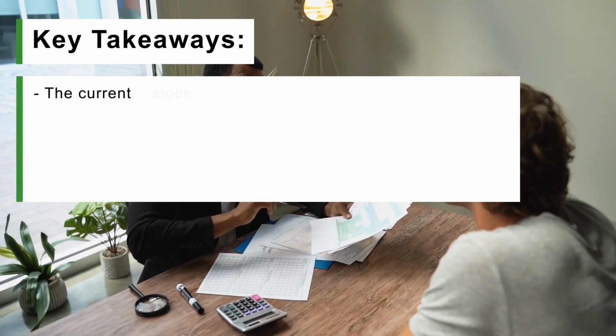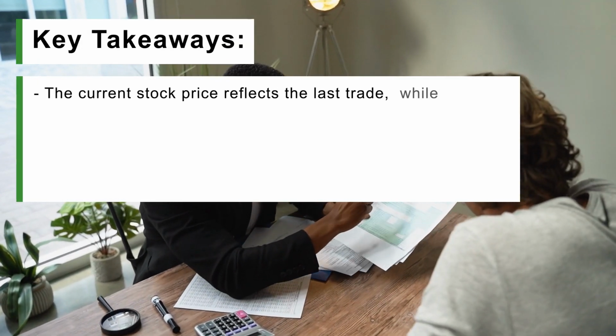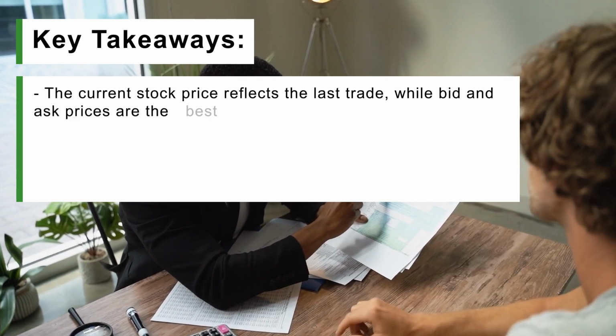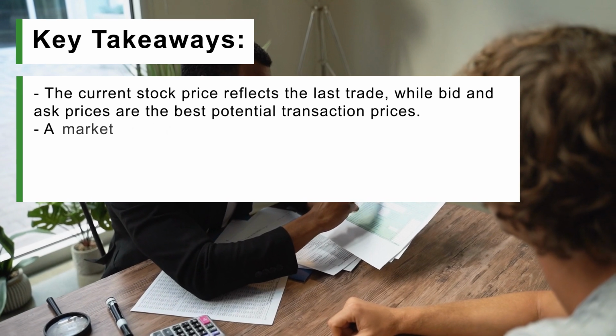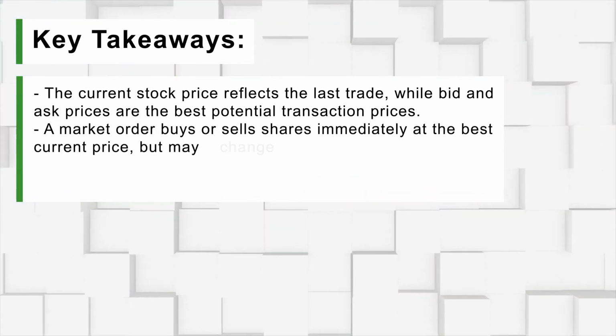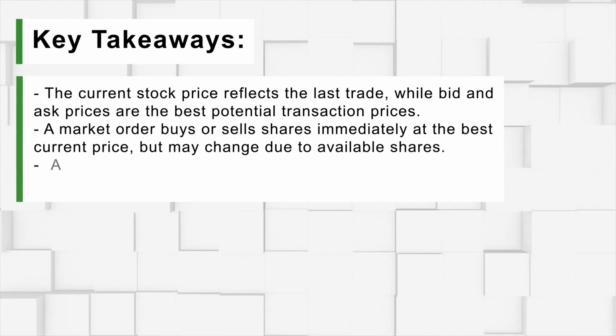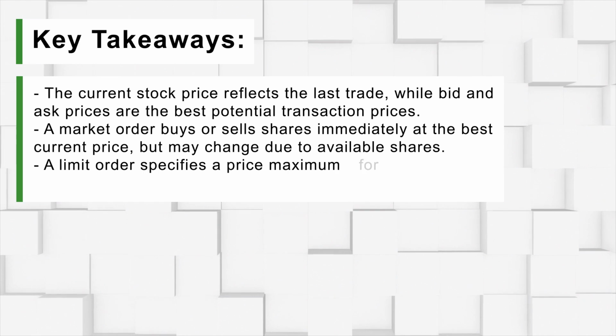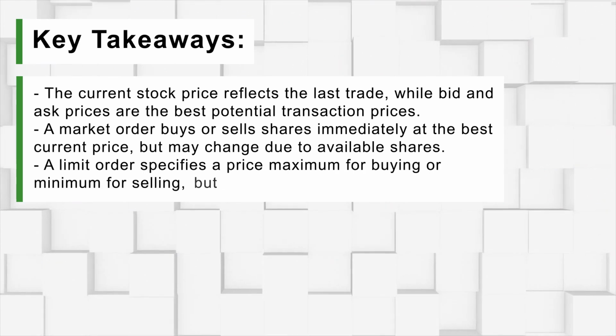In this answer, it's explained that the stock price displayed is typically the last trade price, often just seconds old for liquid stocks. It also mentions that bid and ask prices show what buyers are willing to pay and sellers will accept. Additionally, a market order fills right away at current prices, whereas a limit order sets a price boundary for buying or selling.